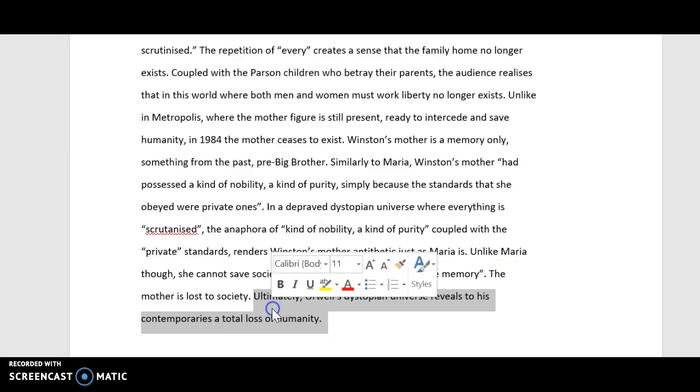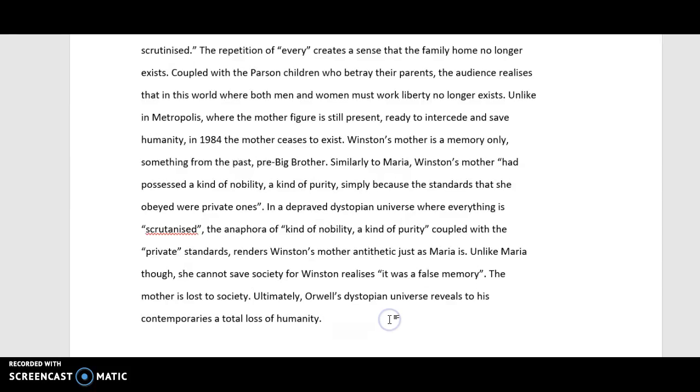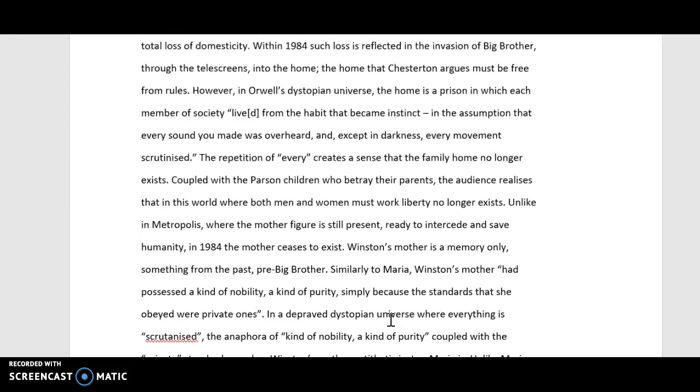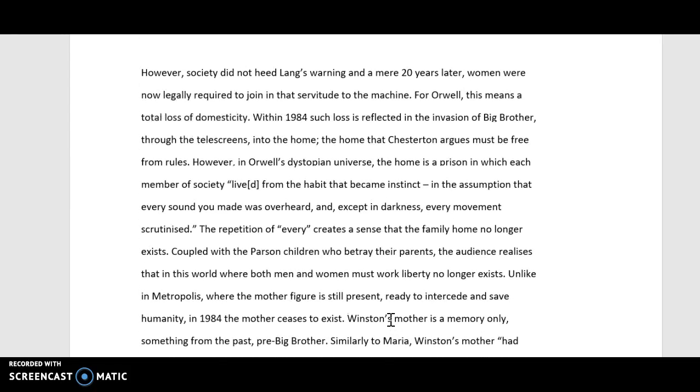Ultimately, and now this is where it becomes persuasive or evaluative, and so it's not necessarily informative, but ultimately Orwell's dystopian universe reveals to his contemporaries a total loss of humanity. Anyway, that's just so you can see how the integration works when you're talking about two texts.